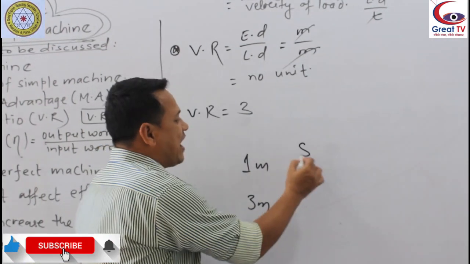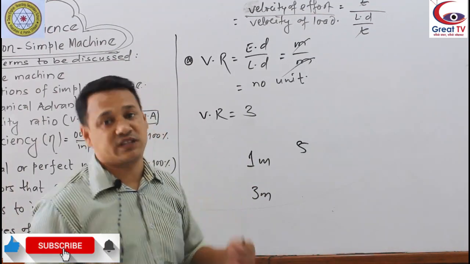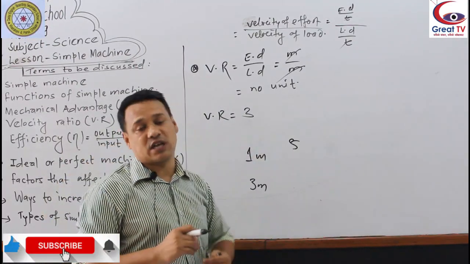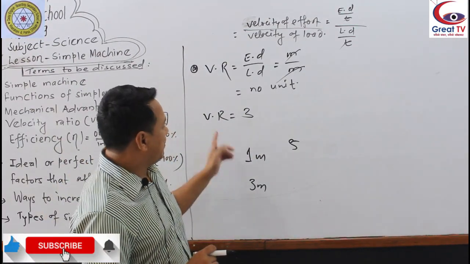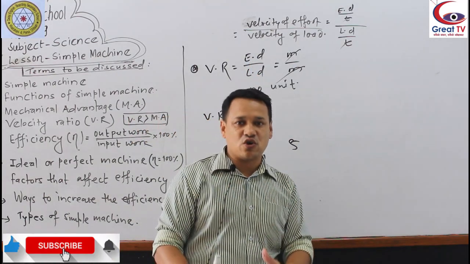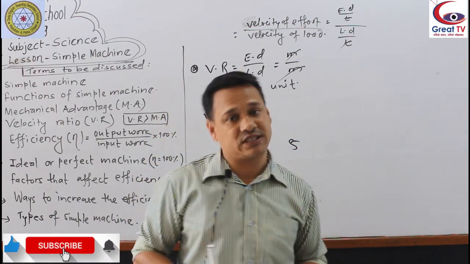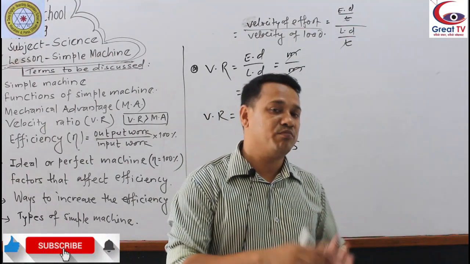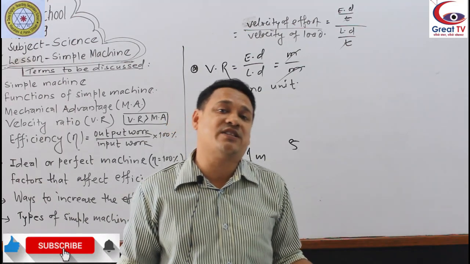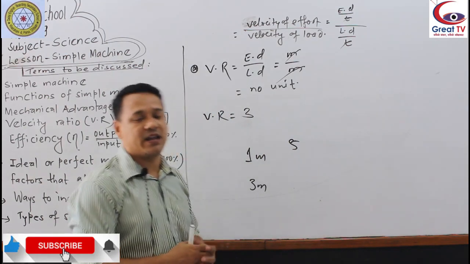Okay, if velocity ratio is 5, then what does it mean? Effort has to cover 5 times longer distance than that of the load distance. Effort distance will be 5 times longer than load distance. So velocity ratio is related to the effort distance and load distance. Velocity ratio 2 means 2 times longer distance has to be covered by the effort than that of the load. So don't forget velocity ratio is ED by LD.